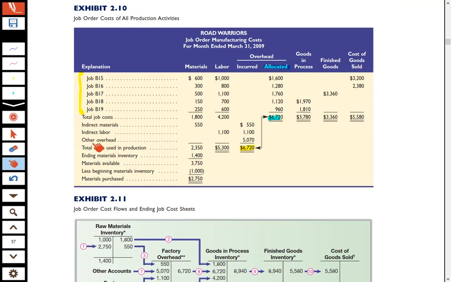Then these are the other overheads, the direct overheads. Then the total cost used in the production, all these costs, ending inventory of materials, materials available, less beginning inventory and material purchase. We have shown all these things in one statement. Clear?